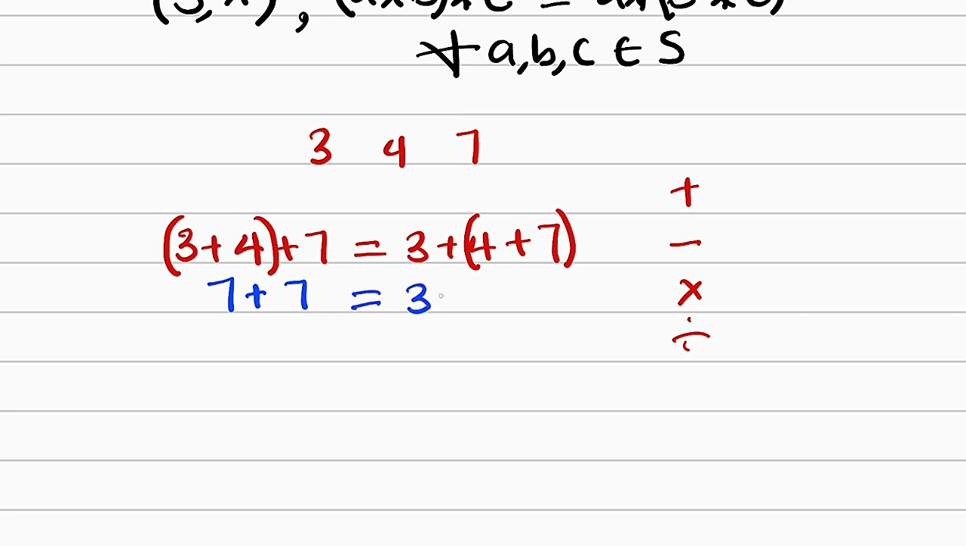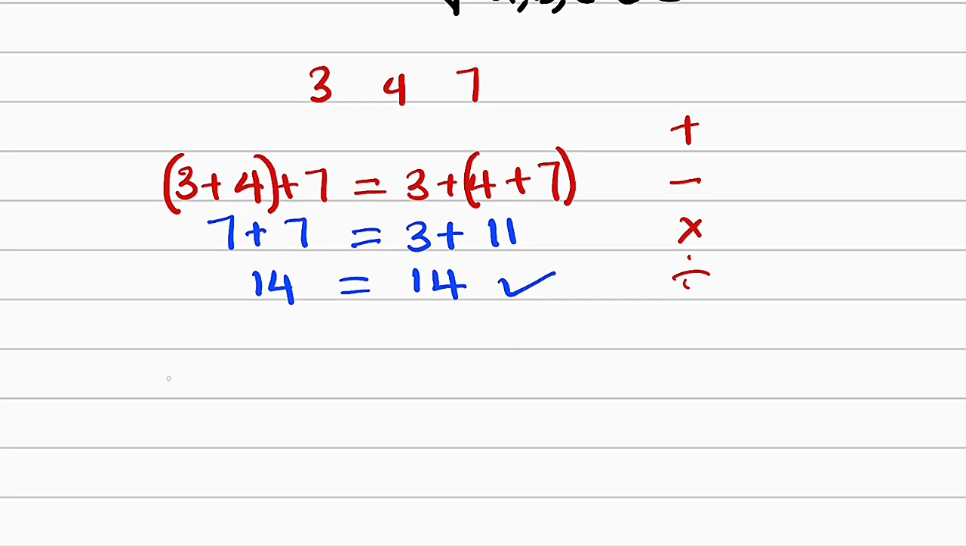This is equal to 3 plus, what do we have here? 11, right? This is 11. To the left, we have 14. To the right hand side, we also have 14. You can see that 14 equals 14. This shows that addition is associative in the set of real numbers, and in fact, in all sets, yes. So we say that addition, let me use real numbers, is associative.